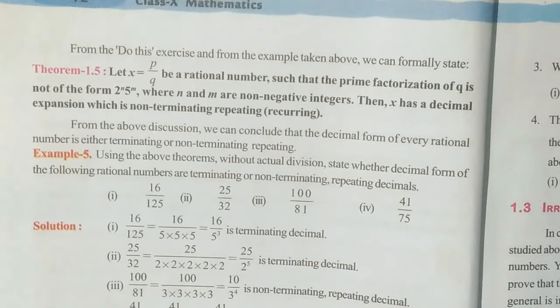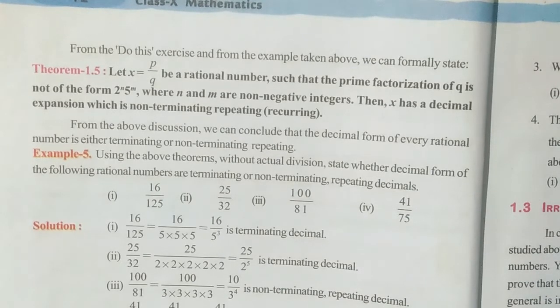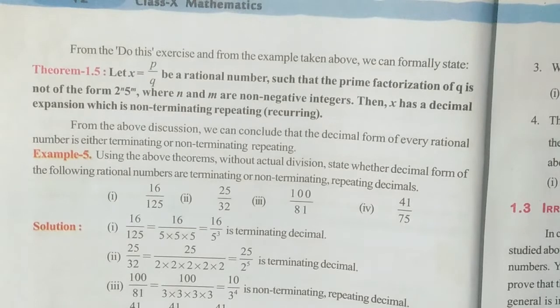What is the meaning of terminating or non-terminating? Terminating means there is a finite number of digits in the decimal part. Non-terminating means there are infinite digits in the decimal part.